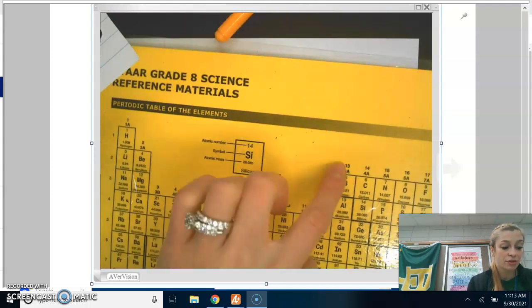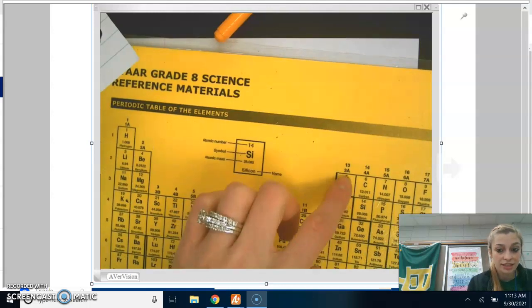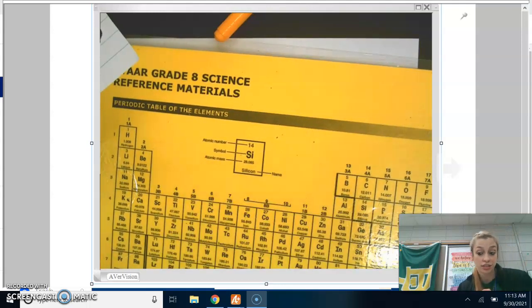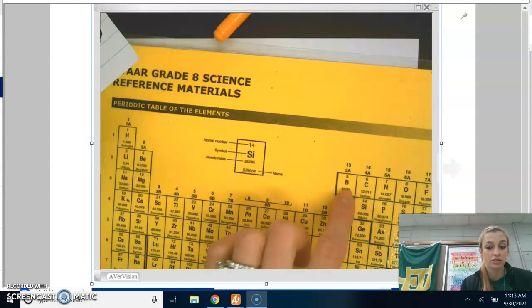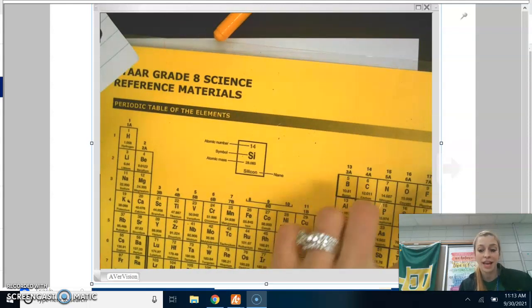Every element in group 13 has 3 valence electrons because it's 3A. Don't get tricked on that one. It's not 13, it's 3A. So they have 3 valence electrons. 4, 5, 6, 7, 8.